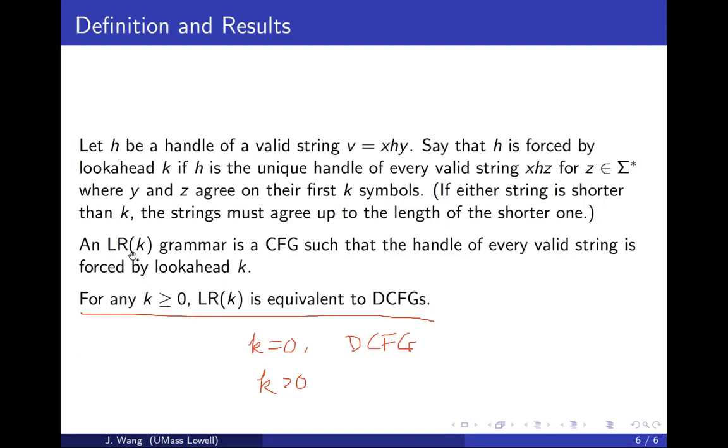Now we define what an LR(k) grammar is. It is a context-free grammar such that the handle of every valid string is forced by lookahead k. Then it is equivalent to DCFGs. The proof, when k is greater than 0, that LR(k) can be converted to DCFG is an algorithm, but that algorithm is quite involved. Actually, it is converted to a deterministic PDA. That conversion is quite involved, and we are not going to talk about it here.